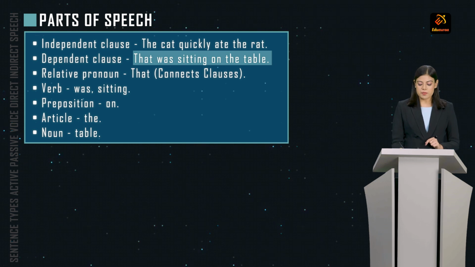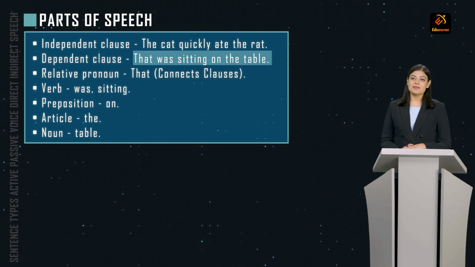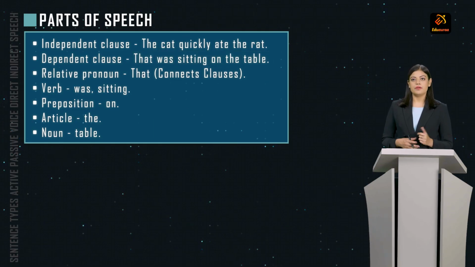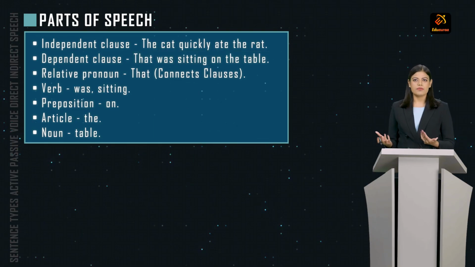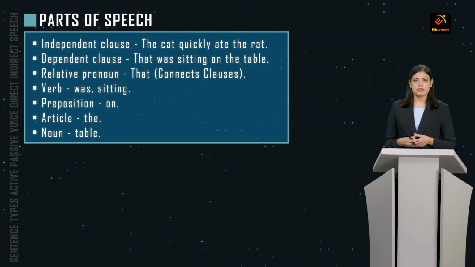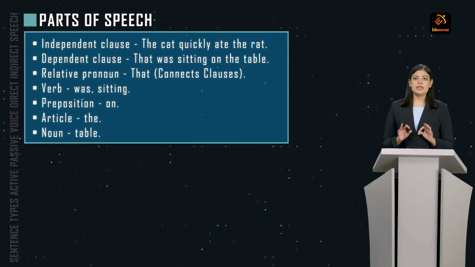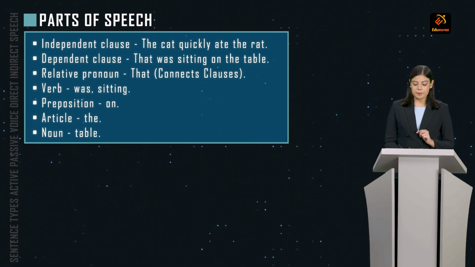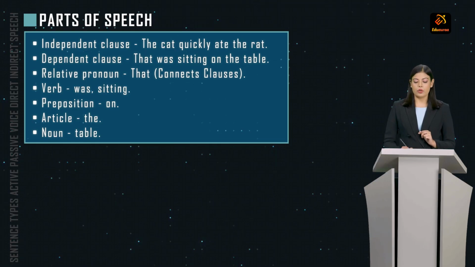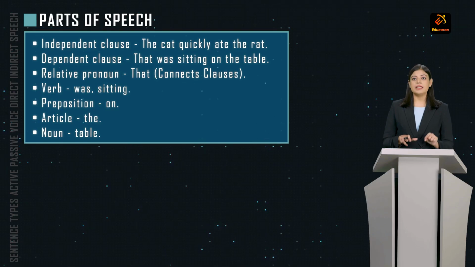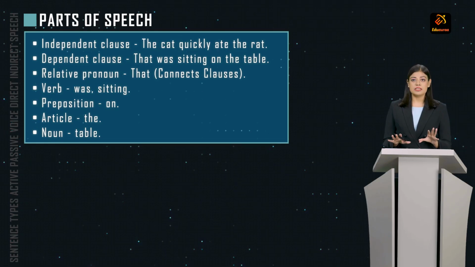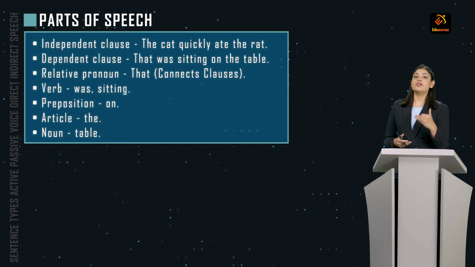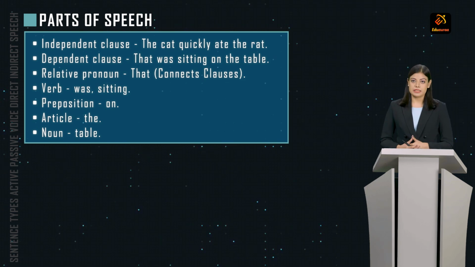If I just read this much, would it make perfect grammatical sense? It wouldn't. If I just walked up to you and said that was sitting on the table, you'll be like, what was sitting on the table? What is the that referring to? You have no idea. The second part does not make sense on its own, which is why it's not an independent clause, it's a dependent clause. In order for the second part to exist, the first part is needed. The first part does not need the second to exist. So first is independent, second is dependent.